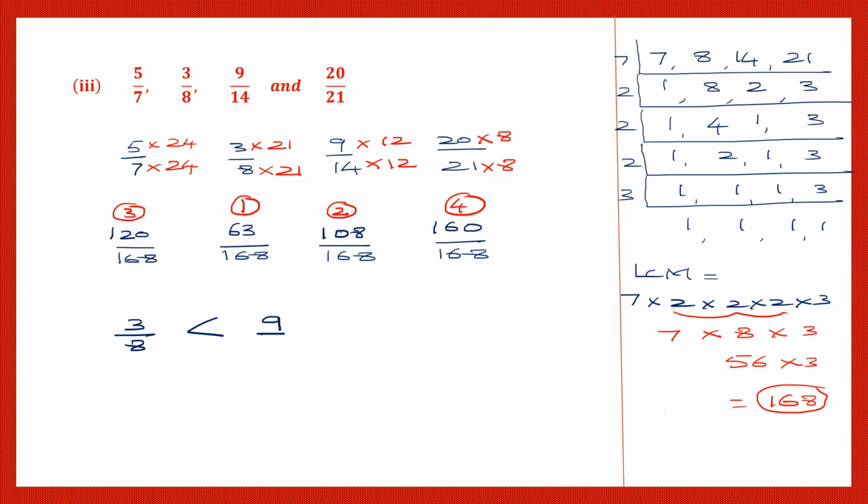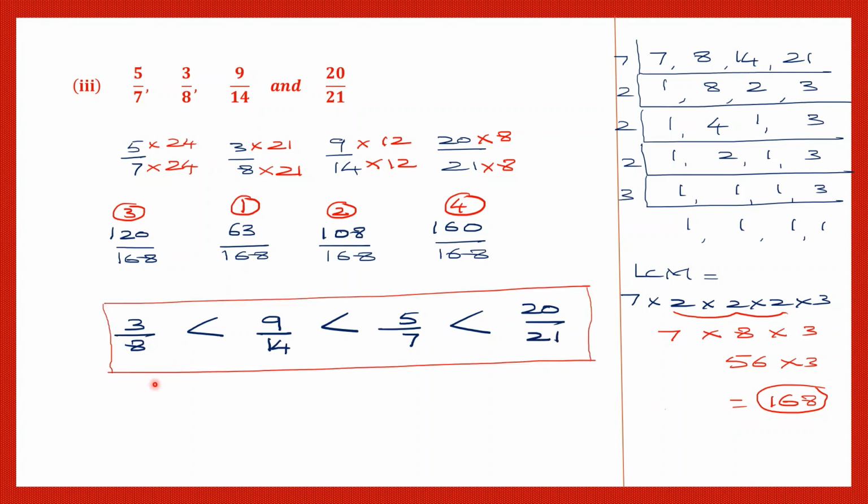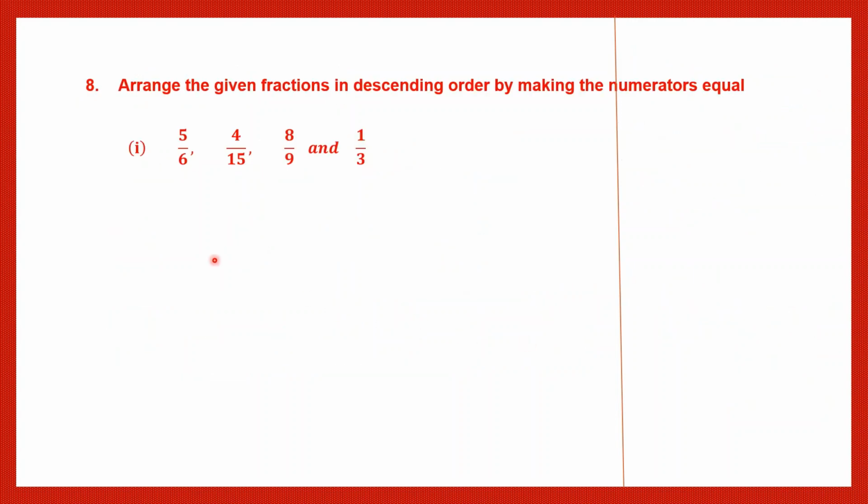9 by 14 is smaller than, now which is the third one? Third one, 120 by 168 is the first fraction, 5 by 7. So that is 5 by 7. And the last one, fourth one, is the last fraction from the question, 20 by 21. So we have a final answer here. 3 by 8 is smaller than 9 by 14, which is smaller than 5 by 7, which is smaller than 20 by 21.